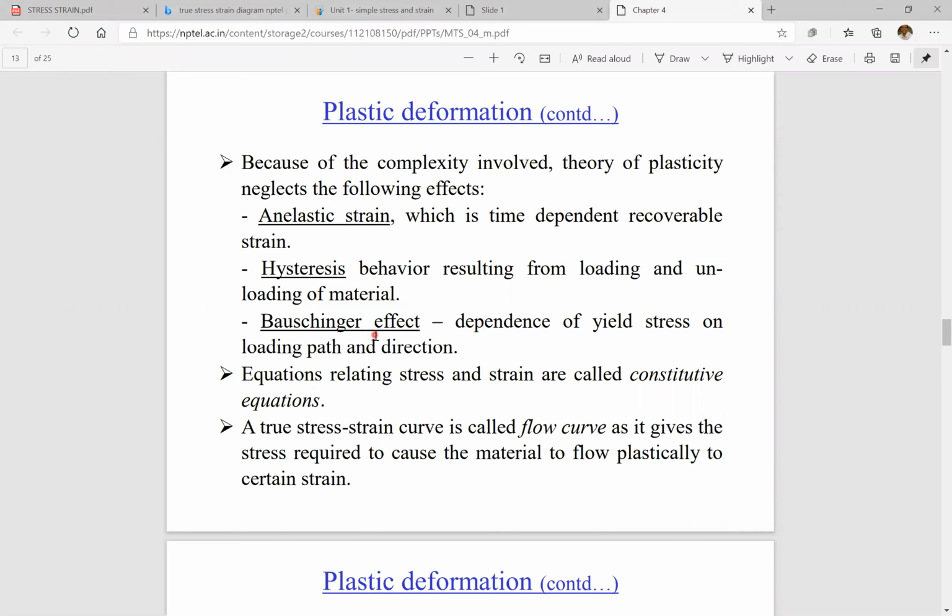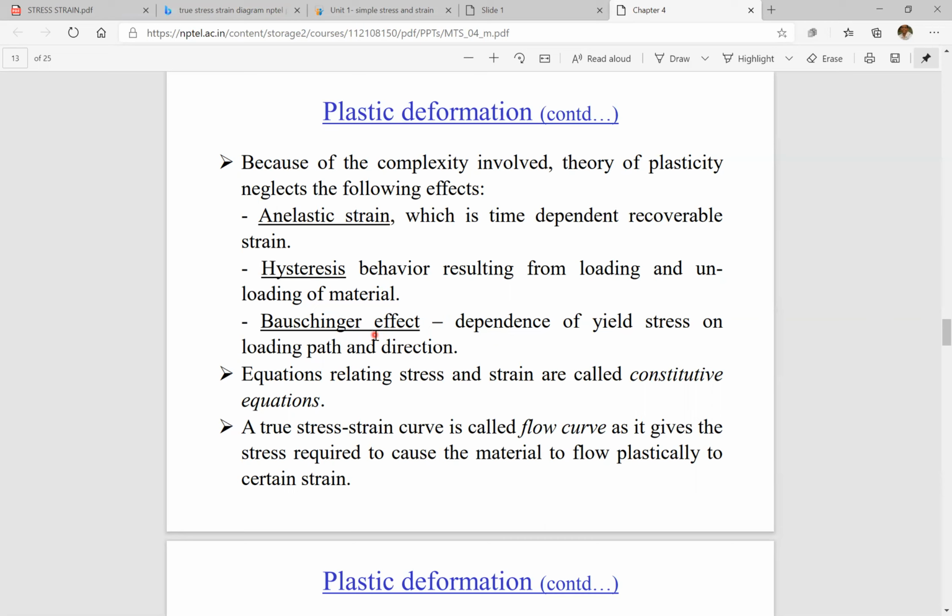Yes, sir. So please remember these things. What is Bauschinger's effect? Somewhere questions will be asked as short questions. You will draw it with the diagram. The dependence of yield stress: how the yield stress will change during the loading path and directions. When we change the path from tensile to compression, how the path will change and what will be the direction. So that is your Bauschinger's effect.